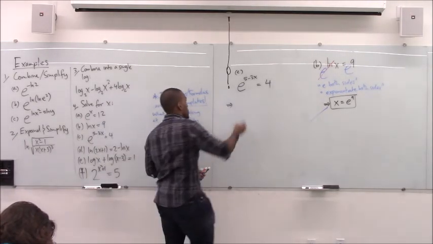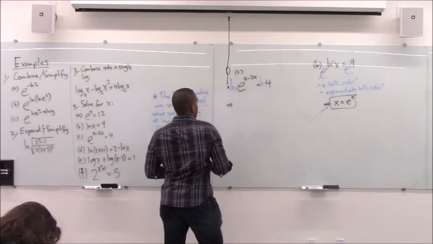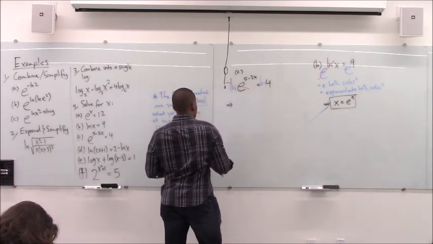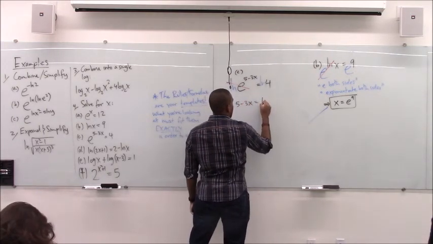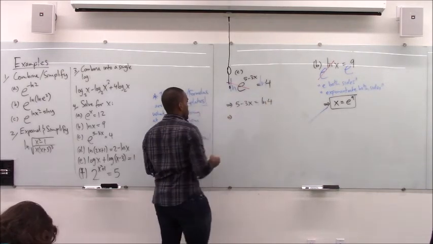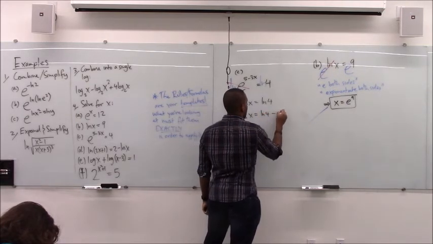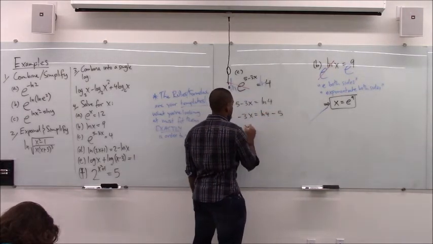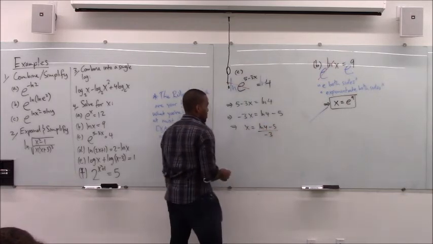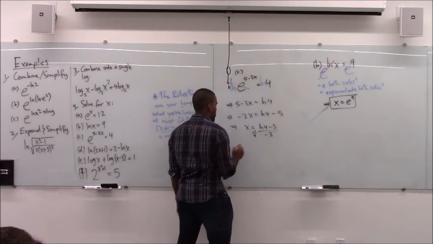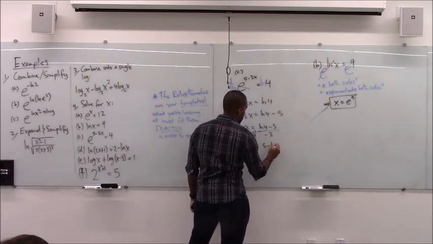Log both sides. So on the left side, ln will kill the e. So I'll be left with 5 minus 3x equals ln 4. You could subtract 5 and then divide by negative 3. Don't want the negative, I can multiply by minus 1 over minus 1. And I can get x is equal to 5 minus ln 4.